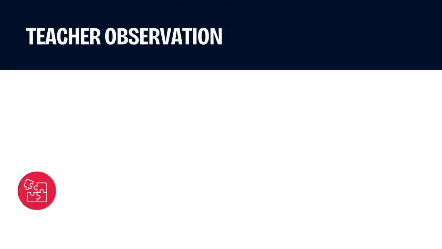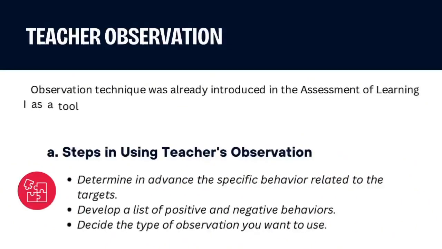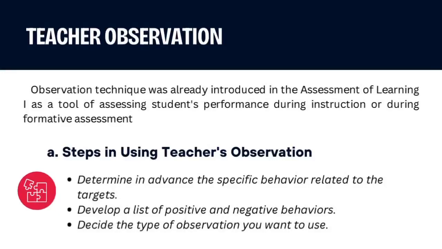Teacher observation has already been introduced before as a way to check students during lessons or activities. But here, the focus is on using it to see if students are showing good values or attitudes. The teacher must take down notes in a clear and organized way about whether these affective behaviors are present or not. Alright, these are steps to follow when using observation.